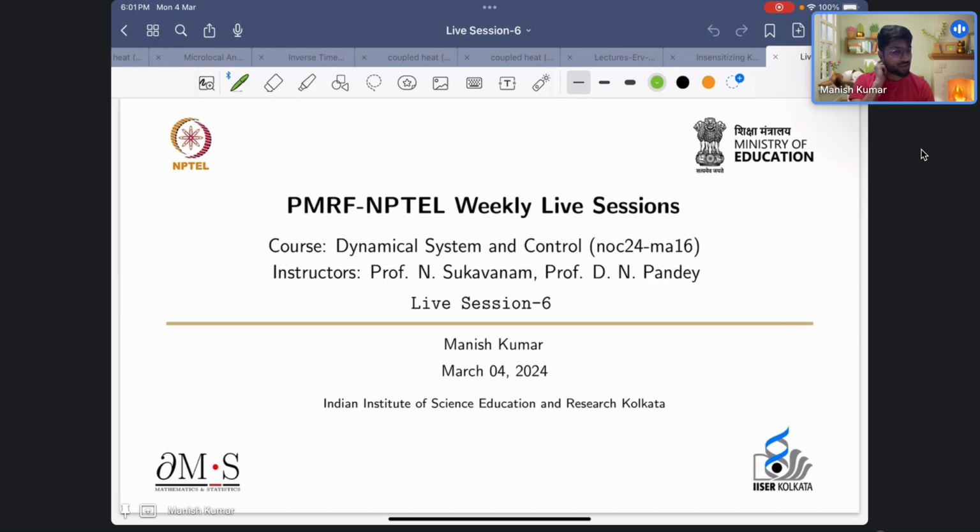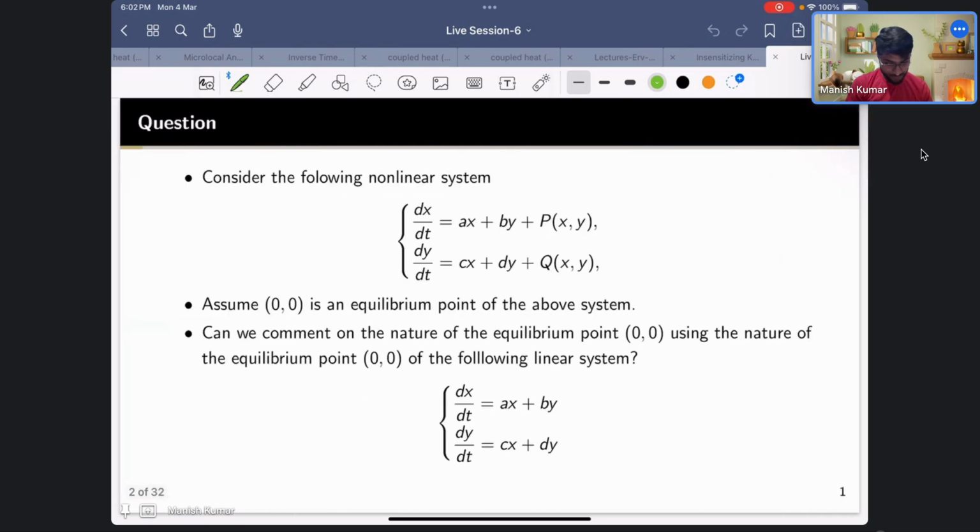Today we'll be mainly looking at the types of equilibrium points that we have discussed for the linear system. Today we'll see it for the nonlinear system. How can we conclude about it using linearization or some other technique? And lastly, we'll see some notion of Lyapunov stability and how to check that. Okay, let's begin this session.